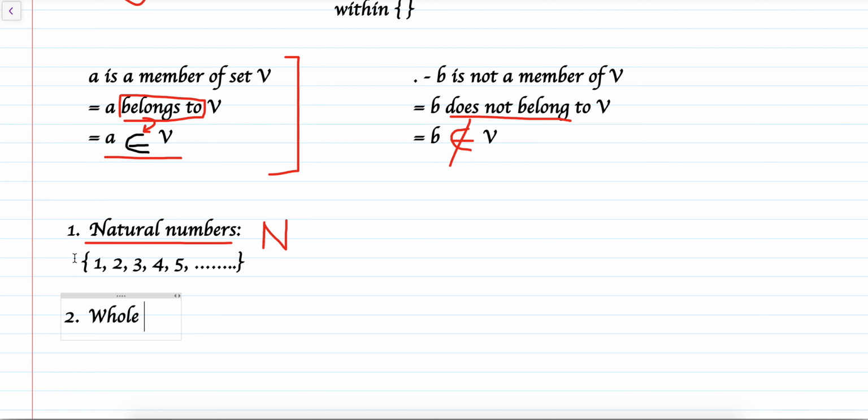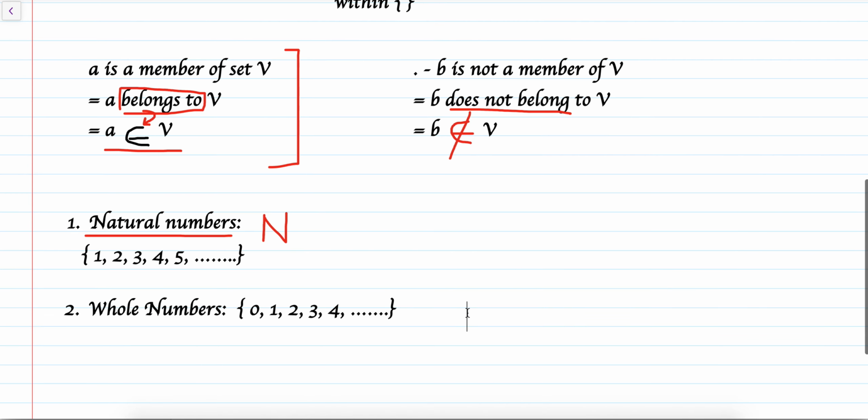Next would be whole numbers. Whole numbers are the same as natural numbers, but they start from 0: 0, 1, 2, 3, 4, and so on. So the only difference between natural numbers and whole numbers is that 0 is included in whole numbers.